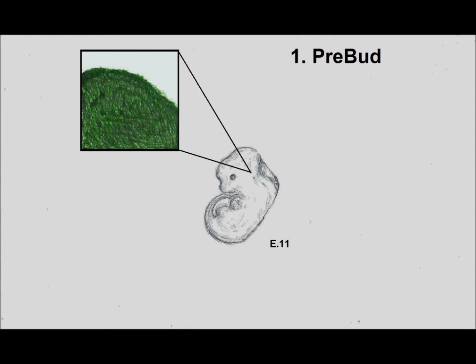The process begins with the pre-bud stage. This stage is characterized by a thickening of epithelial tissue through cell proliferation and growth at the site of origin within the oral cavity.